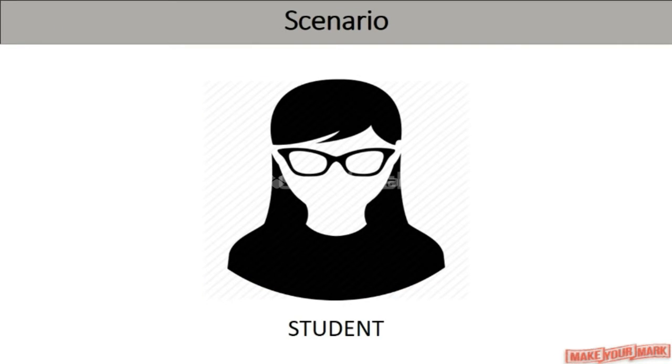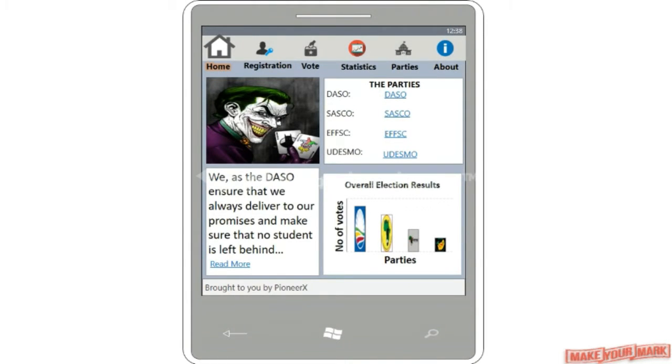Hello, it's Uthandile here, and I'm going to walk through the storyboard design and demonstrate the prototype. Our app is going to be used by students during the Student Representative Council elections. Here we have our home screen, which contains links to different parts of the application. If we click here, it's going to take us to the About page.